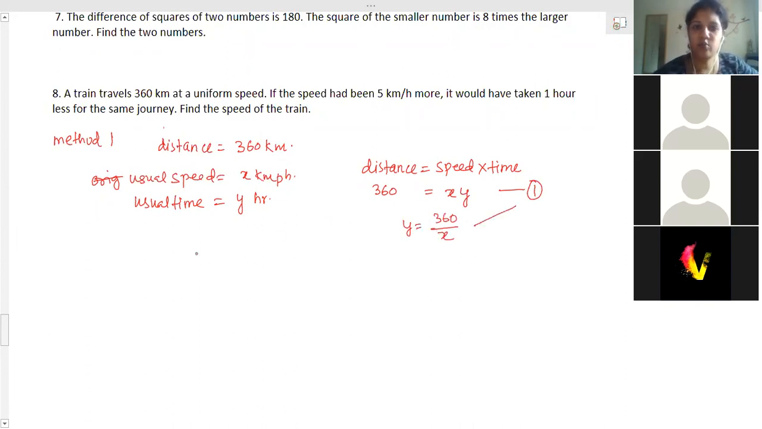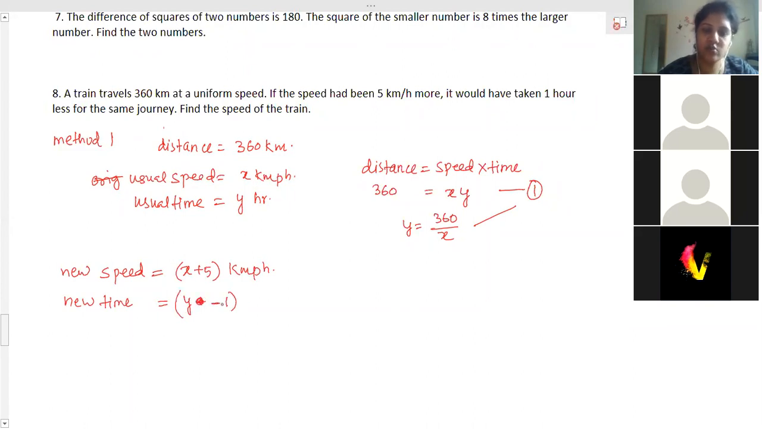Okay. Now the new conditions. What is the new speed now? If the speed had been 5 km per hour more, the new speed is x plus 5 km per hour. And what is the new time now? y plus 1 or minus 1? Minus 1. So it is y minus 1 because it took 1 hour less. And how much is the distance covered again? 360 kilometer.